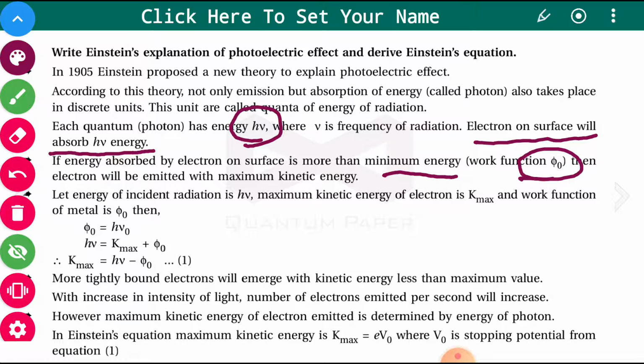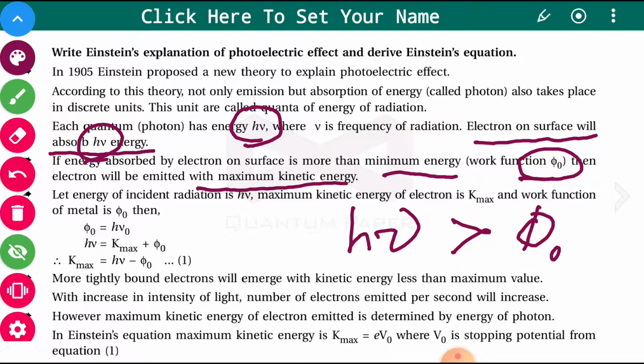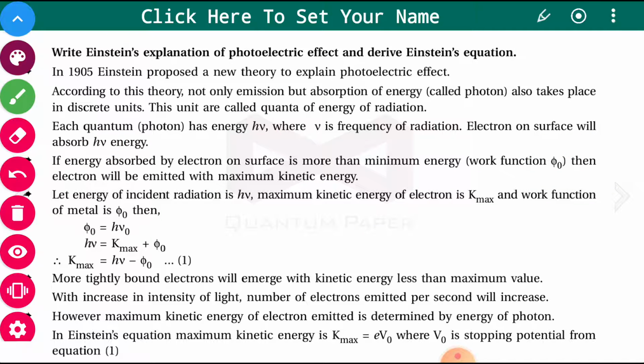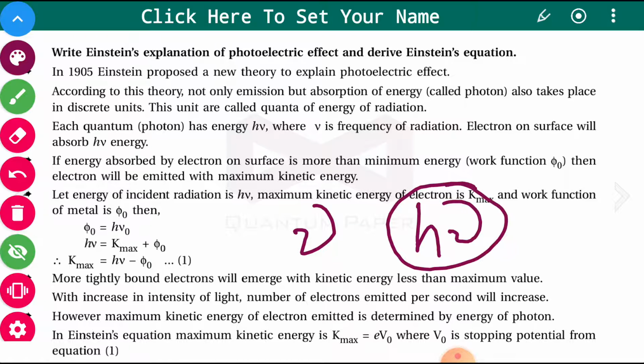if this energy h nu is more than the work function, then the electron will be emitted from the photosensitive surface with the maximum kinetic energy. Let the energy of the incident radiation be h nu. We consider that nu is the frequency of the incident radiation, then the energy of the incident radiation is h nu.